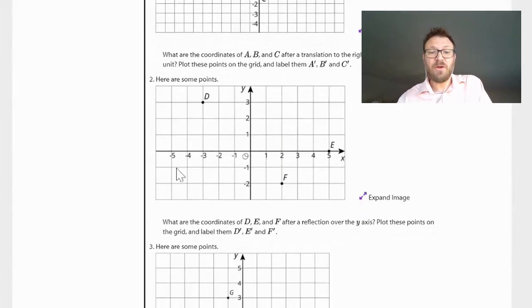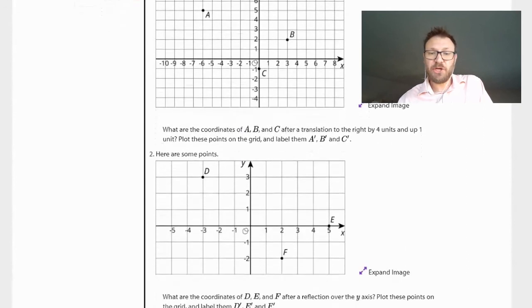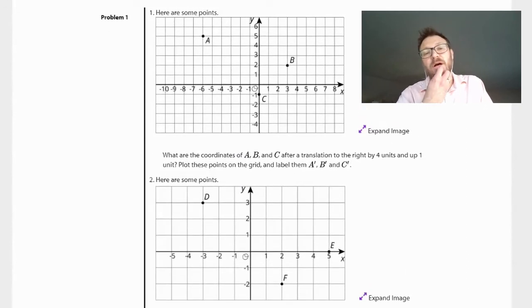And then I want you to think about these reflections. So number 2, coordinates D, E, and F, reflect over the y-axis, and then label them. Okay, so you're going to do those 2 problems. I just want you to write those down in a notebook and share those with me on Google Classroom.